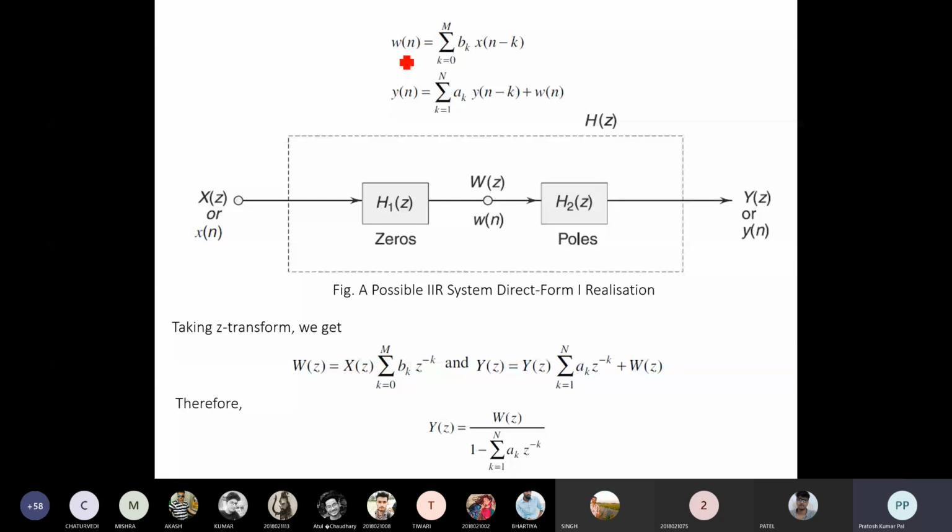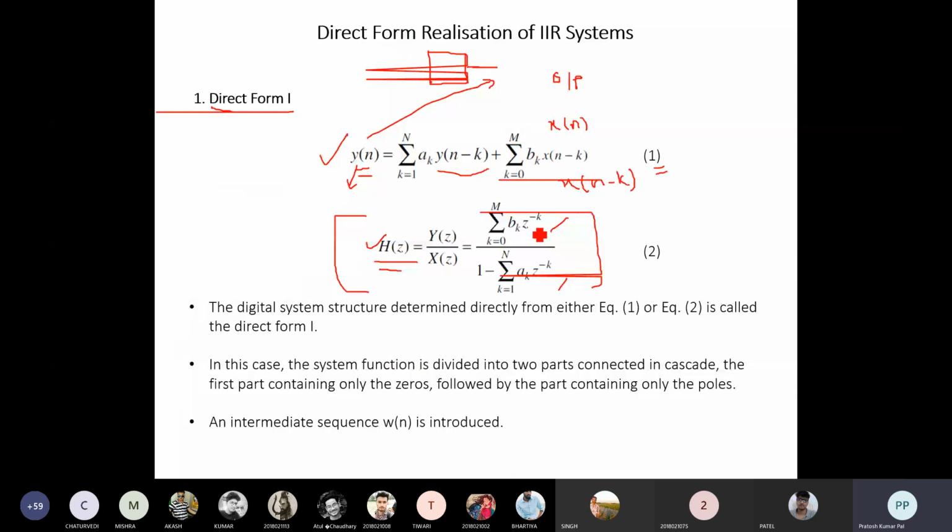So we will put the w of n value in place of this one, and it will be the first term plus w of n. Whatever the first term is will be added with w of n to get the value of y of n. So y of n will be given by the w of n term added to the first term. Here this is the transfer function, these are zeros and these are poles.